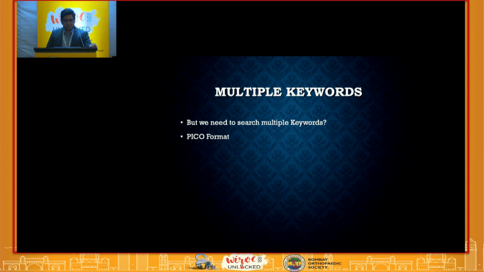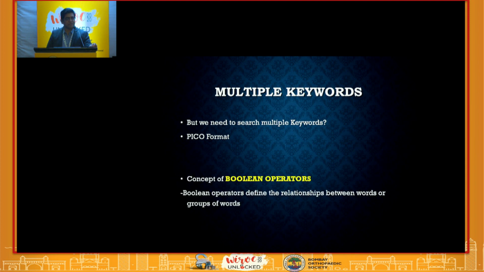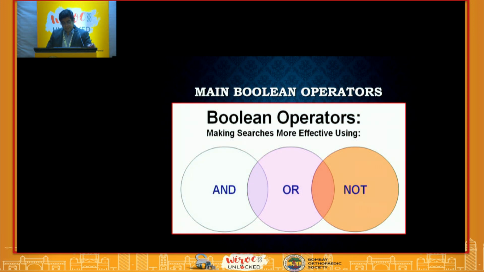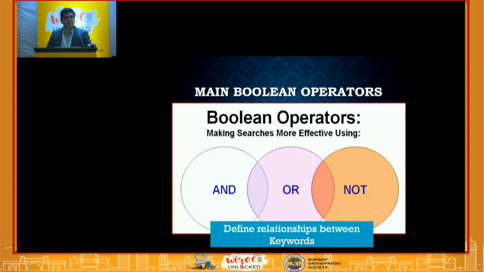But we use multiple keywords. For example, the PICO format gives us at least 2 or 3 keywords. So how to tackle them? PubMed has this feature called Boolean operators. Even Google has it, even Cochrane has it, but the first one to have it was PubMed. What Boolean operators do is define the relationship between different keywords, whether they exist together in the title, or whether they are exclusive of each other.